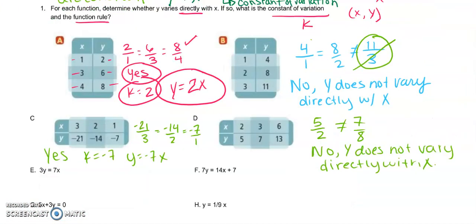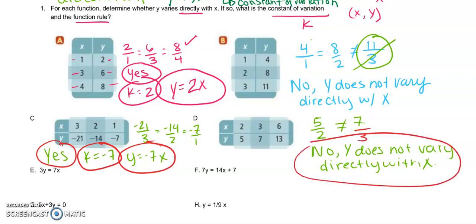Okay, so checked all three of these. They reduced to -7. Yes, k is -7, and there's my function rule. On D, I just checked two of them. They didn't. Oh, sorry, that's three. They didn't line up, and so no, y does not vary directly with x.